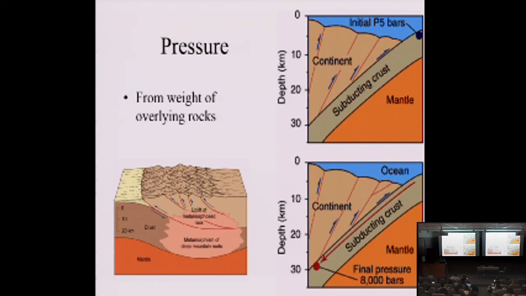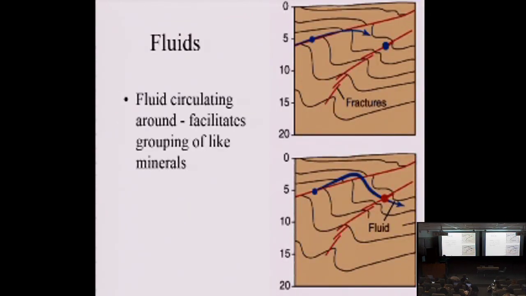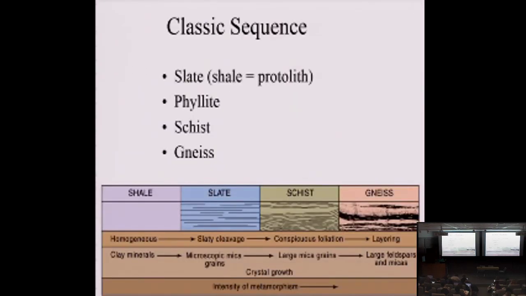And then the last thing that happens, and these usually happen together, is chemical fluids that are circulating around in the subsurface will carry ions from one place and deposit them elsewhere. So this is hot, usually in association with the heat. Fluids will move around and facilitate the grouping of different minerals. And the classic sequence that we like to look at, also a very simple set of rocks. The classic sequence is here. You have these slides. And what's happening is as you heat or squeeze these rocks more and more, you're turning them from clay to mica to feldspars and to amphibole.